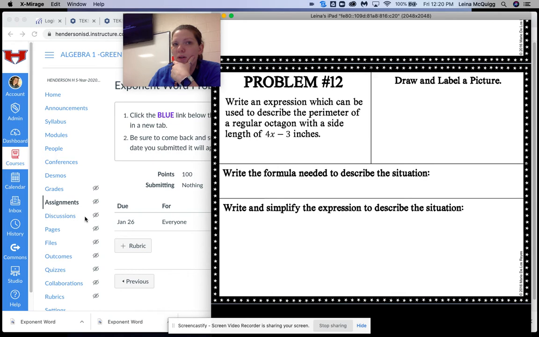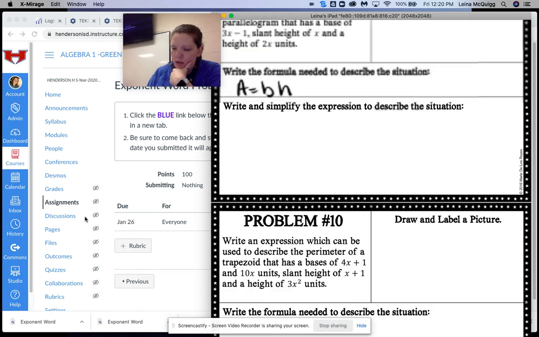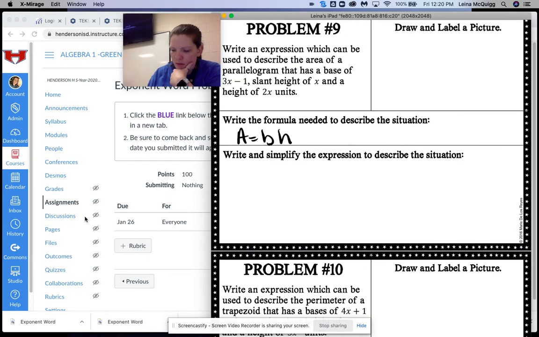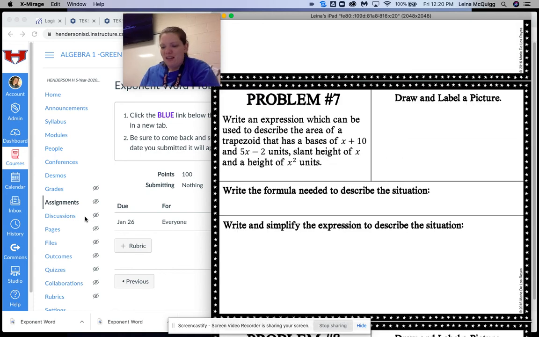Perimeter, it doesn't matter what shape it is. Perimeters always add up all the sides. Even though this is an octagon, add up all the sides. Okay, so I want to do number 7 with you. Let's go back to number 7.